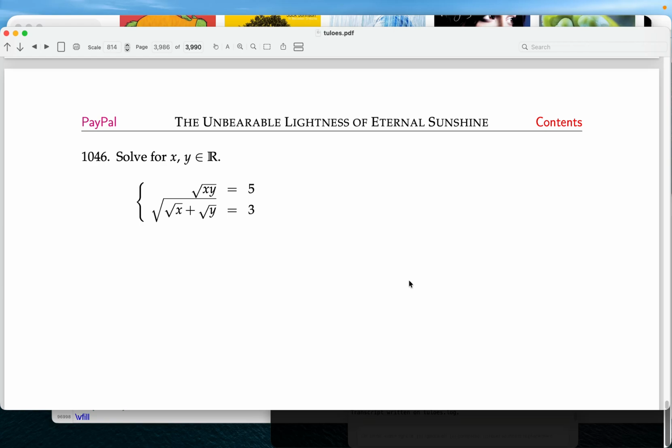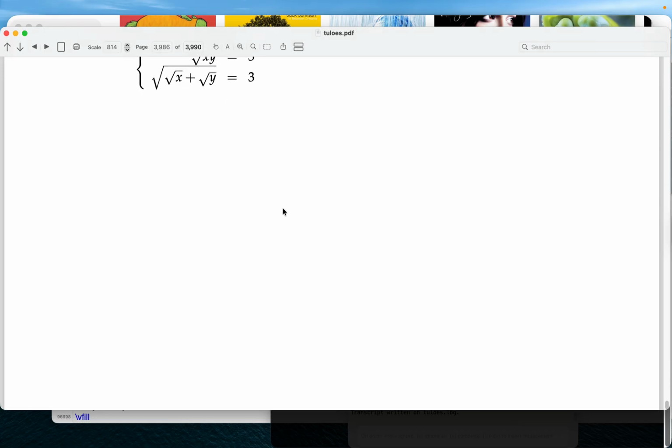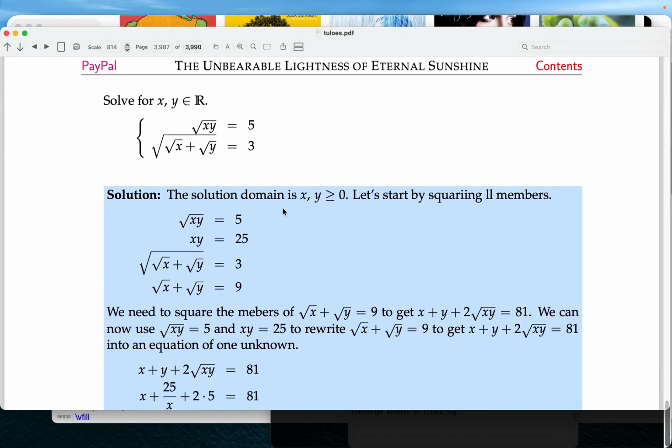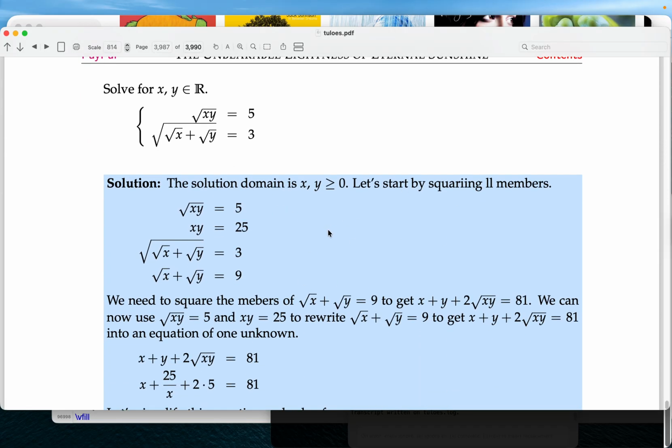Okay, problem 1046. It's a system of nonlinear equations, and they're asking us to solve for x and y where they're real numbers. We went through the paper and pencil work, and I typed it up over here. I noticed I made an error over here. Let me just do a solution domain. Yeah, they've got to be greater than or equal to 0.